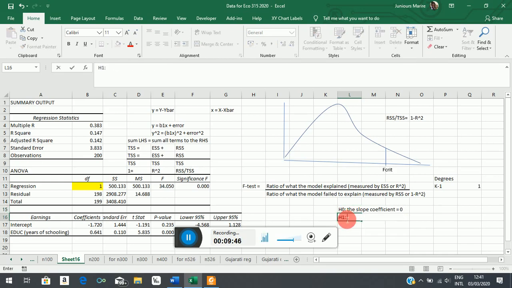The alternative claims that the slope coefficient is not equal to 0. Then we have, of course, to find the critical values, which I have indicated as F crit there. Your F crit has numerator degrees of freedom, which are k minus 1. And the denominator has degrees of freedom equal to the sample size minus the number of coefficients we estimated, which is k.